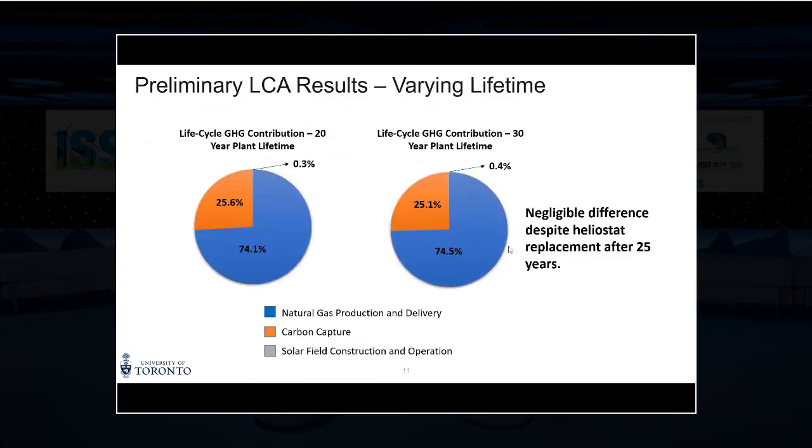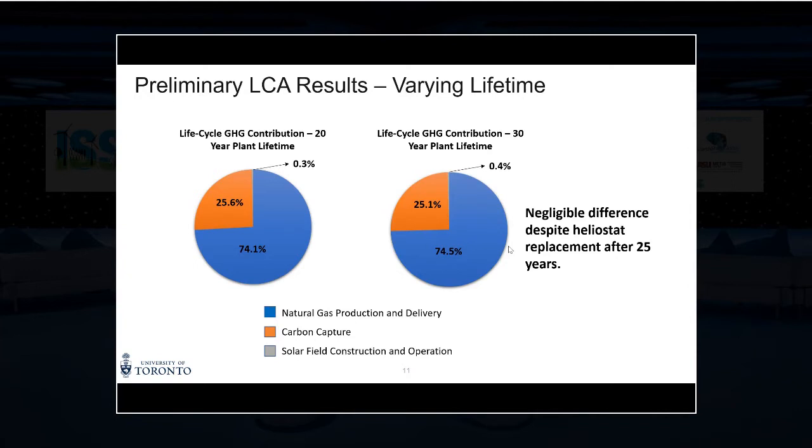One of the major objectives of this preliminary model was to assess how the solar field actually contributes to overall GHG emissions. To do that, the lifetime of the plant was varied from 20 to 30 years, knowing that typically the heliostat lifetime is around 25 years. So in this 30-year plant lifetime case, you would need a replacement of the heliostat field, and we wanted to see how that affected the overall GHG results. What was noticed is that even with a replacement of the solar field, there was a negligible difference in the GHG contribution from the solar field, being 0.3% at the 20-year plant lifetime and then 0.4% at the 30-year plant lifetime.